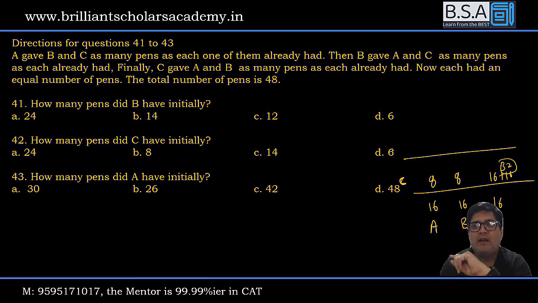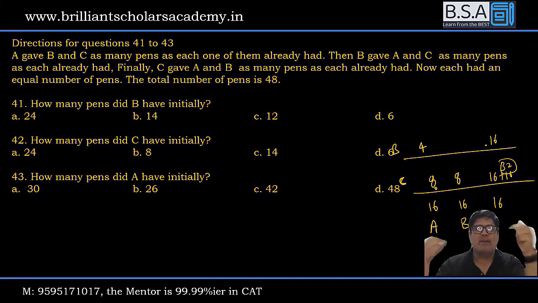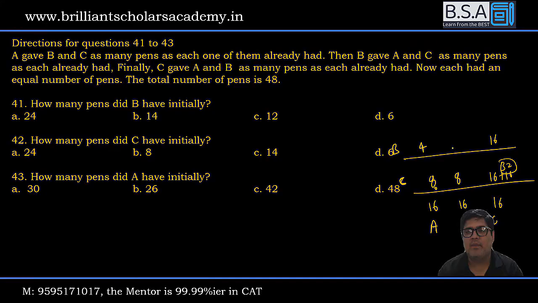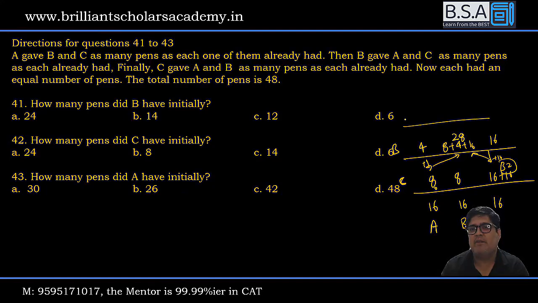This is when B gave away his pens. So B tells them, give me half of your pens back. A has 4 pens, C has 16. So how much comes back to B? B gets back 4 plus 16. Whatever B was offering here, B is taking back. B was offering 16, so B is taking back that 16. How much does B have now? 28 pens. Now go back further.